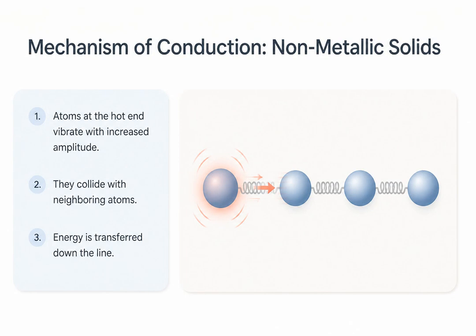Let's look at how this works in poor conductors, like nonmetallic solids and fluids. When one end is heated, the atoms there gain energy and vibrate with increased amplitude. They bump into their neighbors, passing that energy along. It is like a microscopic relay race of vibrations, transferring heat from one end to the other.